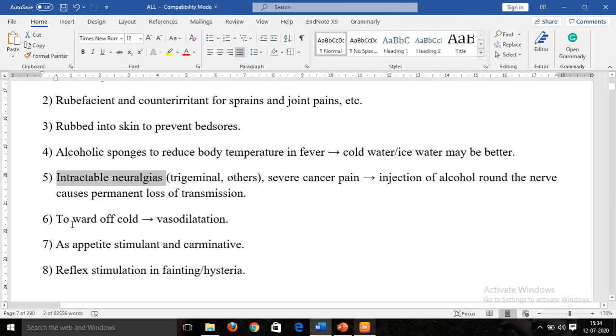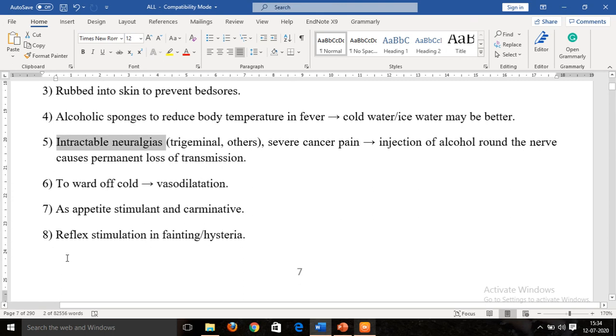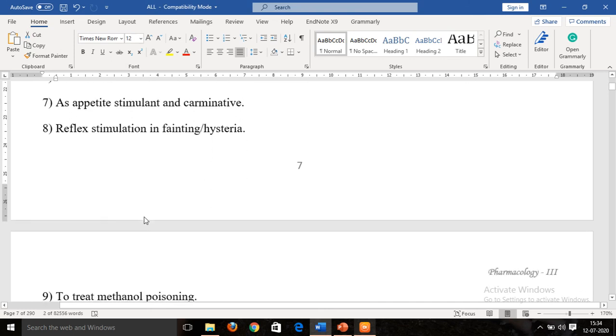The next use is to ward off the cold, because alcohol, once it is applied, will result in vasodilatation in that particular area, so warmth is produced. So coldness is reduced. The next use is as appetite stimulant and as a carminative. Then next use is in case of fainting or hysteria, as a reflex stimulant. So it will be helpful in bringing the person back to consciousness.